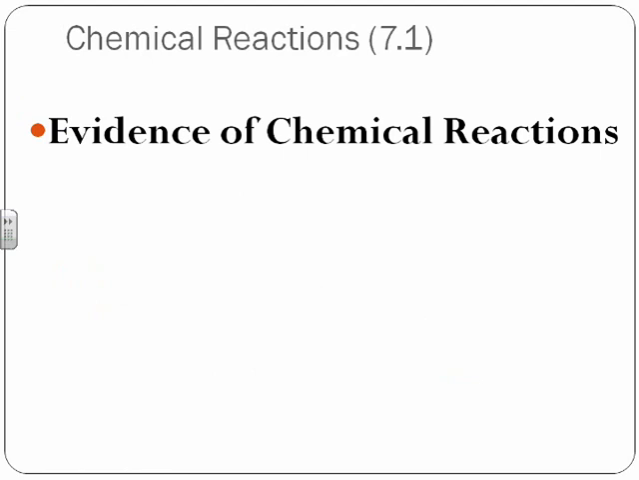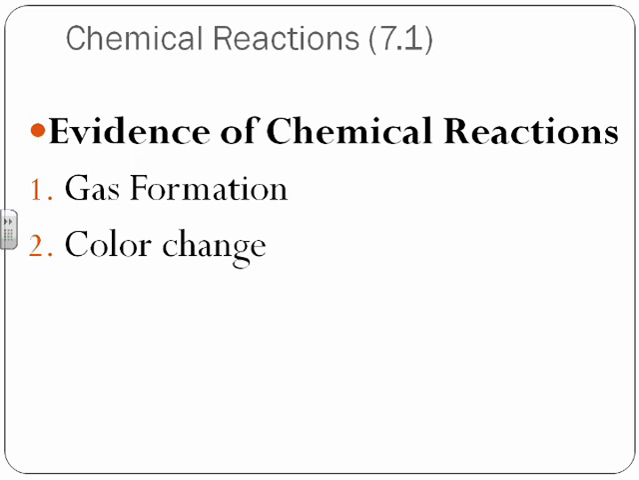Now, we've already discussed this, but let's look at four evidences that we have a chemical reaction. The first is a gas formation. If a gas is formed, then that's usually telling us we have a chemical reaction. Sometimes if we have a color change, now remember, if we paint a wall, that's not a chemical reaction, that's just a physical change because we're not changing the wall's substance, we're just changing the color of it. However, if we mix two liquids together and they change colors, then that is evidence of a chemical reaction.